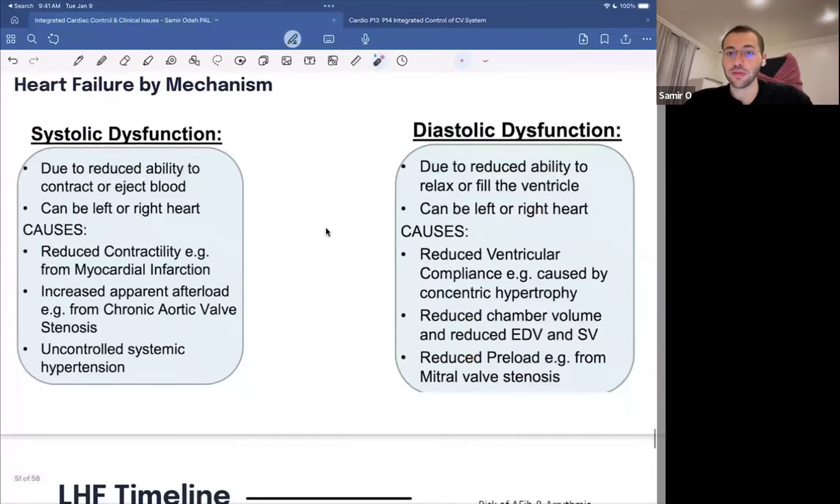So any number of issues can cause either systolic or diastolic, but really all you need to know is just, is the end diastolic volume okay? Is the end systolic volume okay? If one of those is changing, you can assume it's systolic or diastolic based on what exactly, what parameter is being changed.